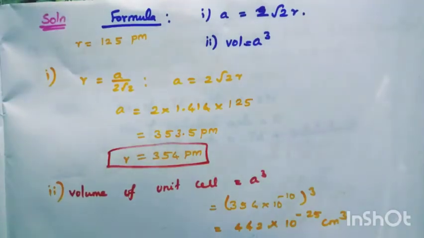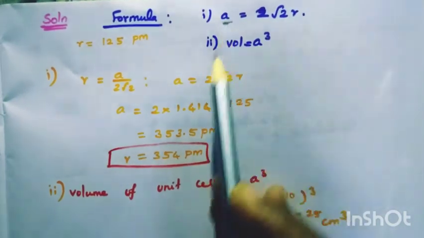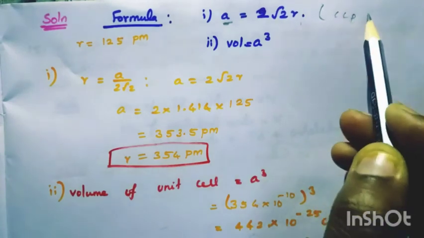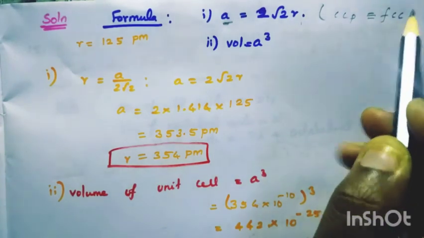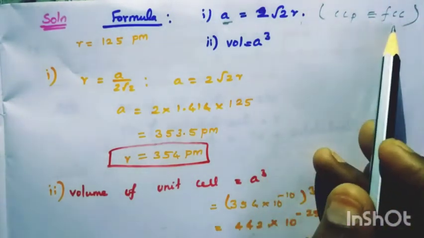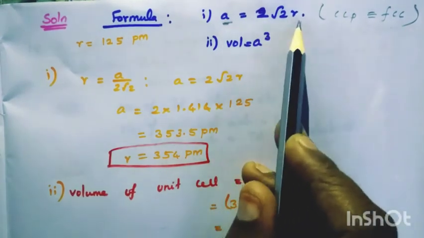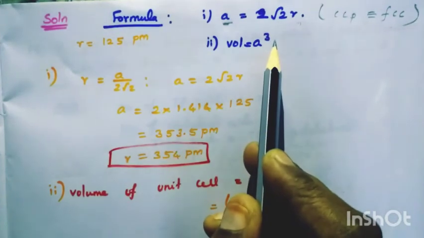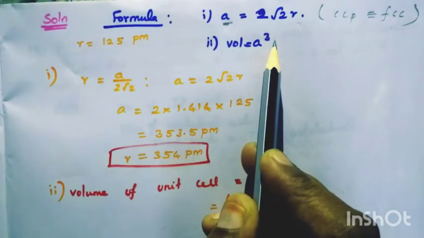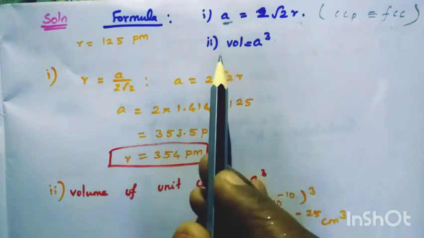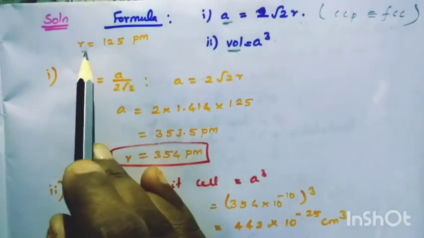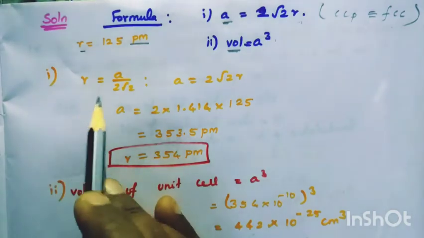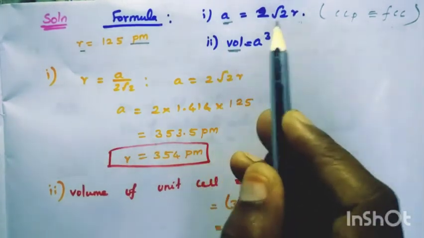Now the formula to calculate the edge length is A is equal to 2 root 2 R. CCP is equivalent to FCC, no? So A is equal to 2 root 2 R. Therefore, the volume is equal to A cube. R is given as metallic radius 125 picometer.